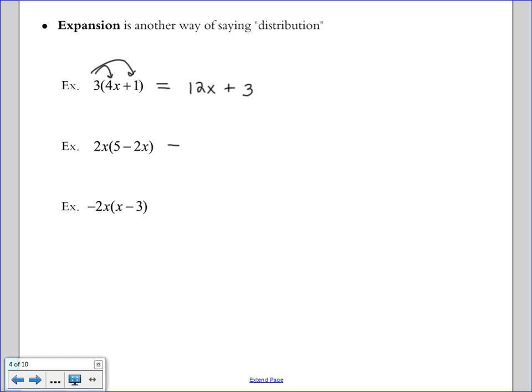In this example, we have a 2 times 5, which gives us 10, and there's an x beside it. And then a 2x times a -2x, which will give us -4x squared. And then in the third example, -2x times x is -2x squared. And -2x times -3, remember a negative times a negative is a positive, so plus 6x.